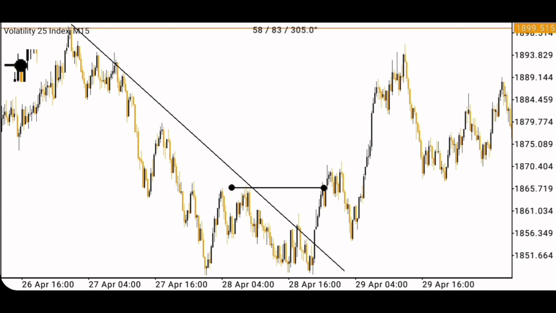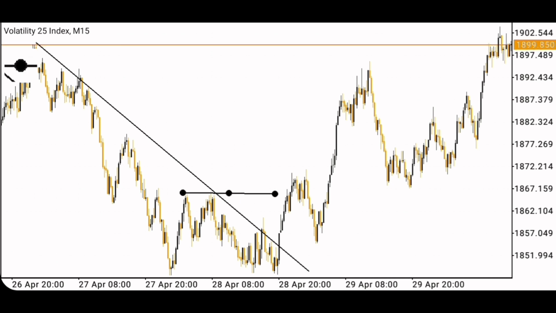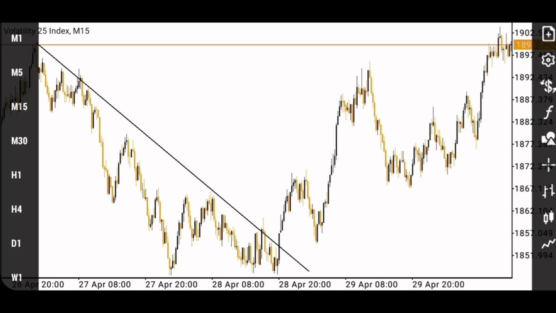This strategy works in all time frames, but I prefer to use this on the 15 minutes time frame because there are a lot of setups that you can get within a week or within a day, as opposed to, like, say, a 4 hours time frame or a 1 hour time frame.